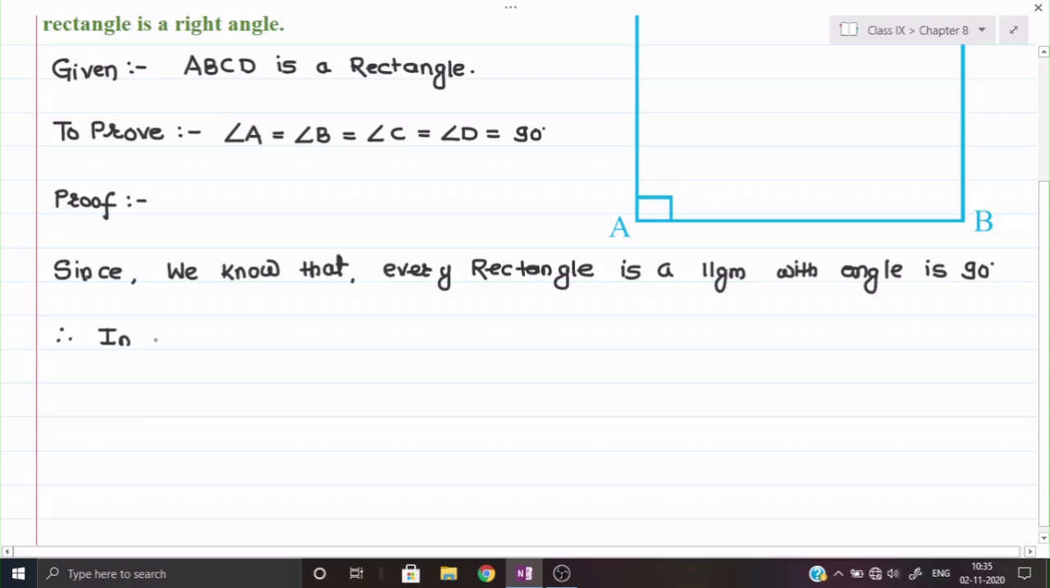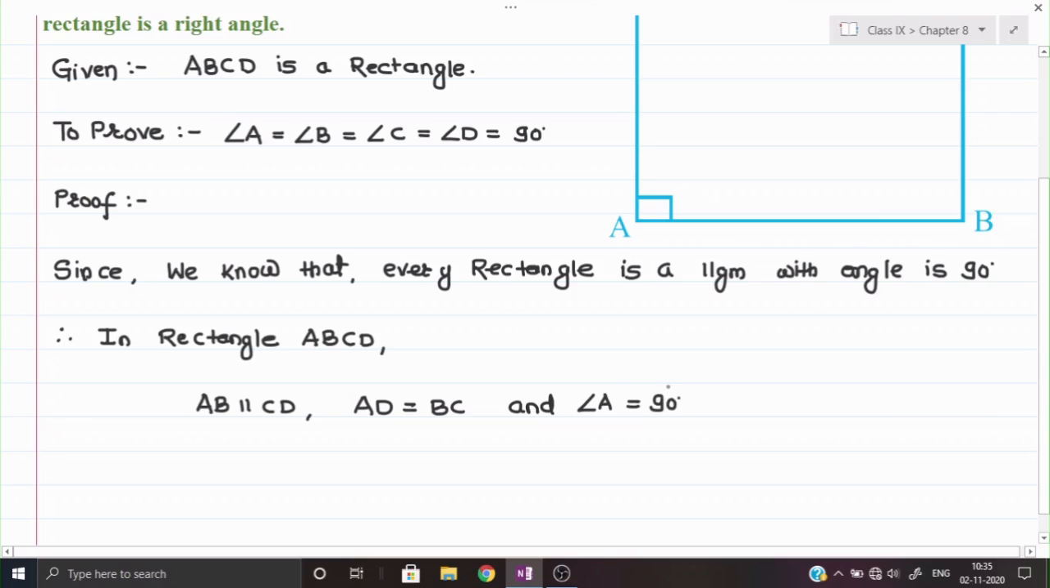Okay, so we can say that therefore in rectangle ABCD, see they are saying it is a parallelogram, and in a parallelogram what we know, the opposite sides are parallel. So we can say that in rectangle ABCD, AB is parallel to CD, AD is equal to BC, and one angle is given as 90 degrees. So angle A will be equal to 90 degrees. That we can say here.